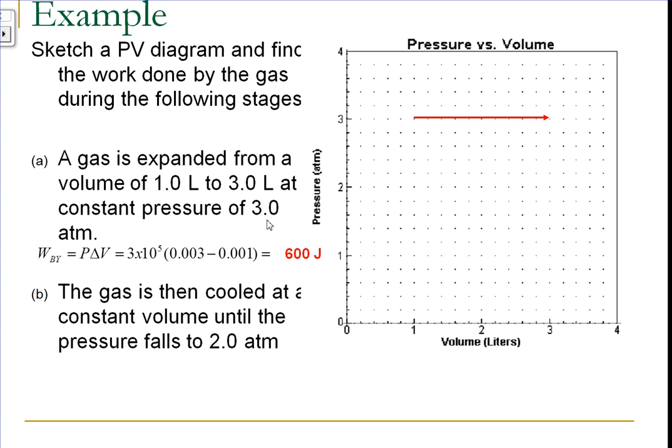The gas is then cooled at a constant volume until the pressure falls to 2 atmospheres, so it comes straight down. Now you remember, work is P delta V. There is no volume change here, so the work is 0.